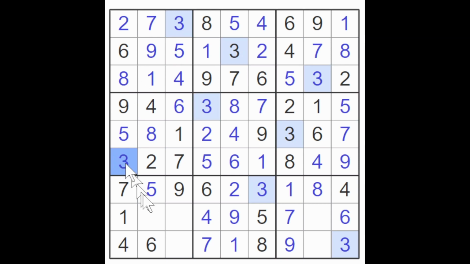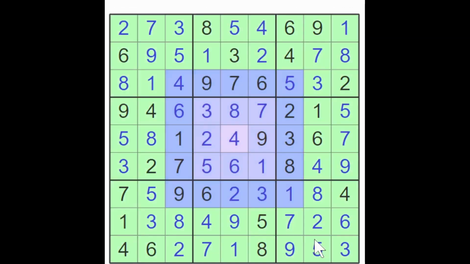3, 3, 3. Easy as pie. These two guys must be an 8, which can't go here due to the 8 here. So this is an 8. And this is a 2. This is a 2, and this is therefore a 5.